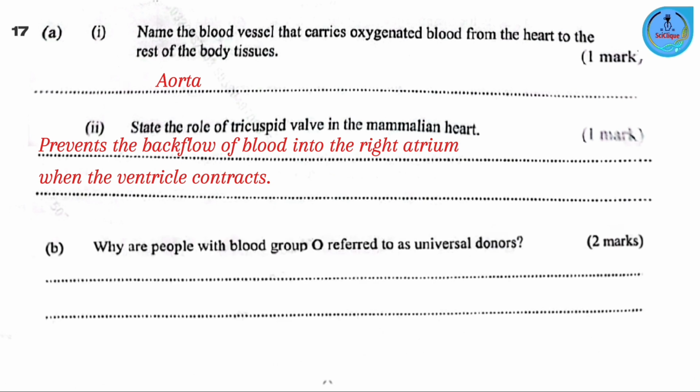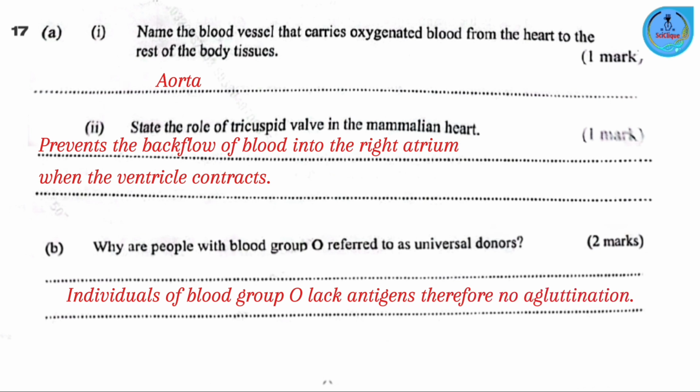Part B. Why are people with blood group O referred to as universal donors? Now, people who have blood group O lack antigens. They don't have antigen A, neither do they have antigen B. Therefore, in the case of blood transfusion, no agglutination can happen with the recipient's antibodies because there are no antigens to react with.